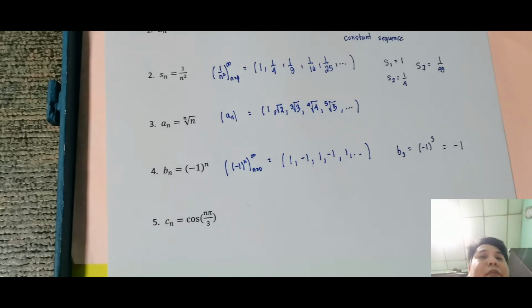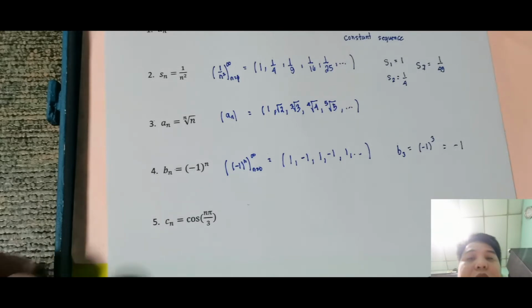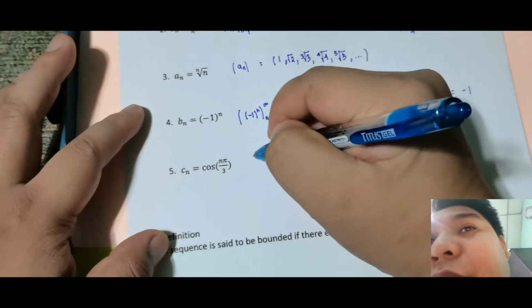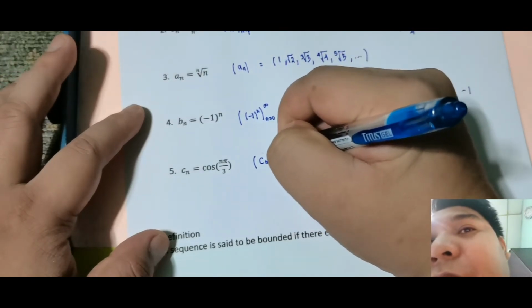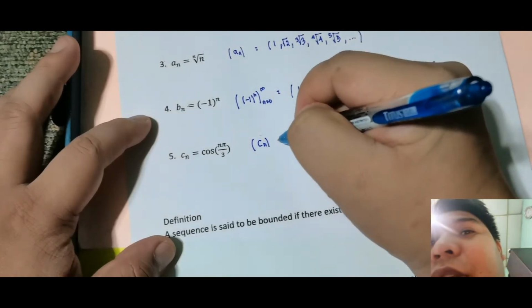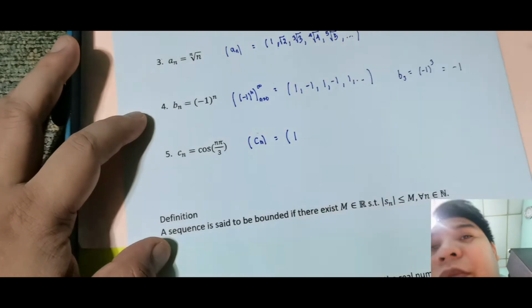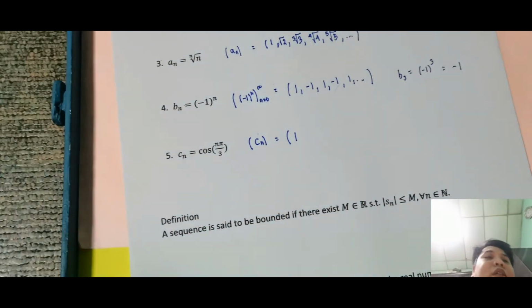Okay, so let's have number 5. So let's have c sub n. C sub n is defined to be cosine n pi over 3. So dito, pwede ulit tayo mag-start sa 0. Bakit? May cosine 0 kasi. Okay, kasi 0 times pi over 3 is 0. So cosine 0 nag-exist. Okay, so pwede kong gawin yun. So assuming ginawa kong ganito, c sub n is equal to, for n is equal to 0, cosine 0 is 1. Tama? For n is equal to 0, cosine 0 is 1.